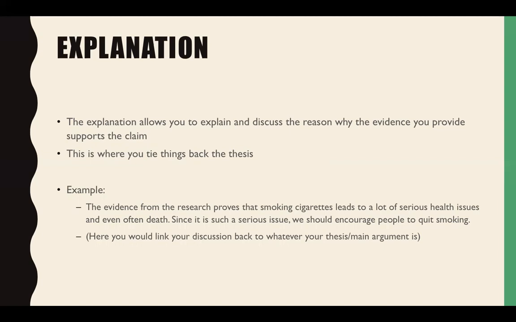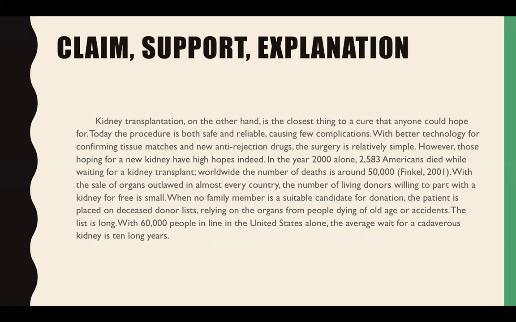The explanation is your opportunity to tie all your ideas together. First you give the claim, then you give evidence, and then you're going to tell the audience why you're giving your evidence and why it's important and why it connects back to your thesis. So like I said, this should be the structure that you use for your main body paragraphs in your essay. Let's look at this structure in action.